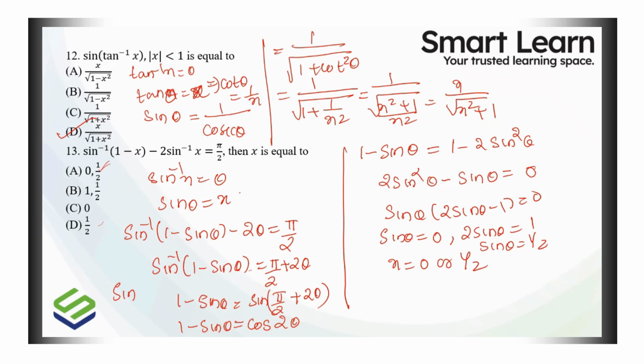So when I substitute x as 0, what will come? Sine inverse of 1 minus 0, so sine inverse of 1, that is what? Pi by 2. Minus 2 sine inverse 0, that will be 0. So the answer you will get is pi by 2. When it is 1 by 2, what will come? Sine inverse of 1 minus 1 by 2 will be sine inverse of 1 by 2. So it will be pi by 6 minus 2 into pi by 3. It is not equal to pi by 2. So what is our answer? Option C. I hope this is clear.